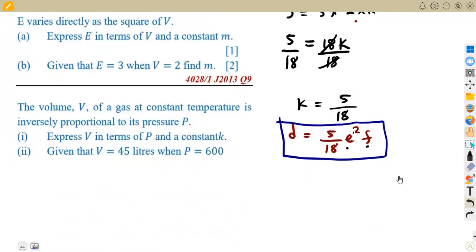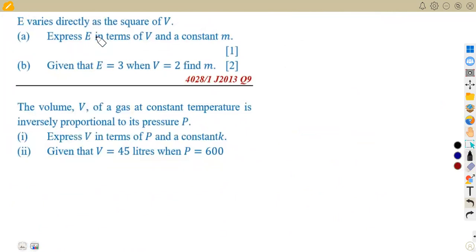All right, then on the other part, we are given that E varies directly as the square of V. So that's a direct variation that we are given. I think this is just direct, all right? So E is equal to, it varies directly as the square, meaning to say V squared. So that is what you're given.